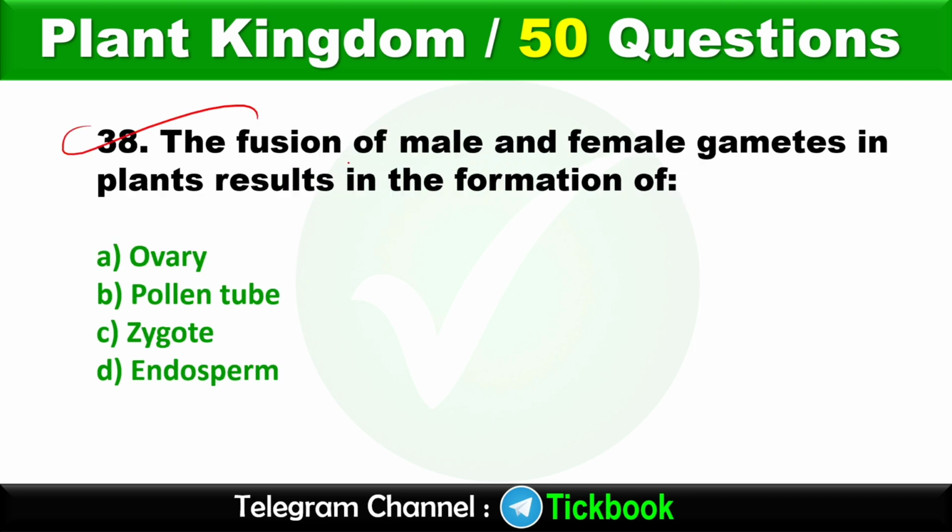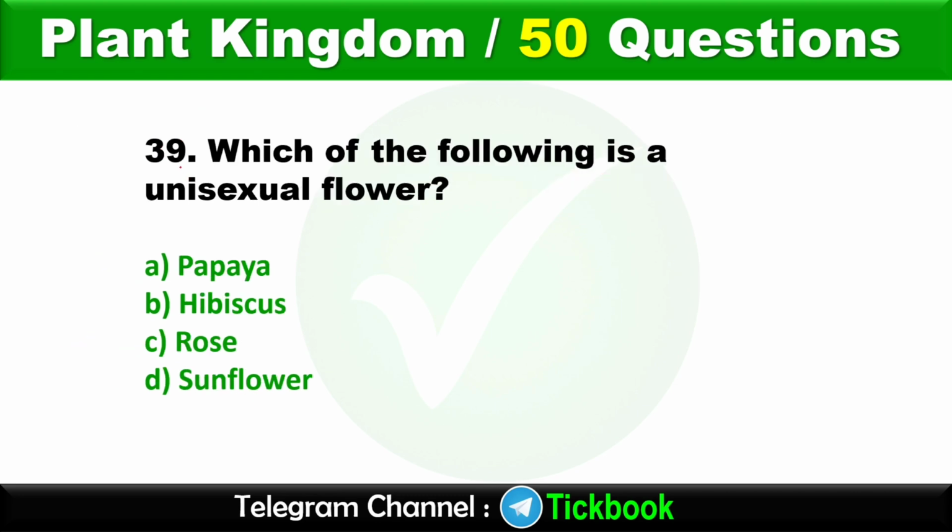38. The fusion of male and female gametes in plants results in the formation of? Option number C is the right answer, zygote. 39. Which of the following is a unisexual flower? Option A is the right answer, papaya.